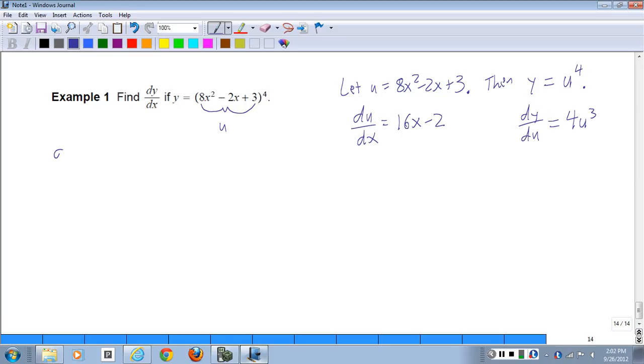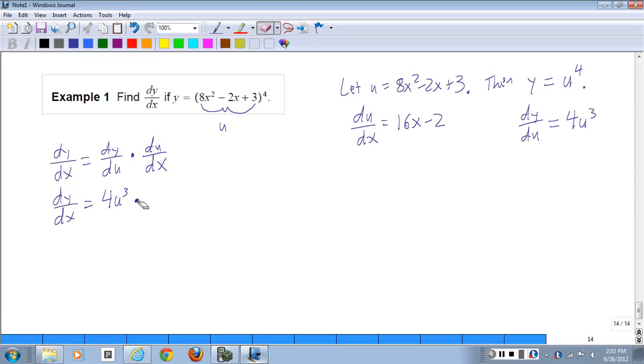So we write the formula. dy/dx equals dy/du times du/dx, and then we multiply. dy/dx equals 4u cubed times the quantity 16x minus 2. I guess I don't need the dot there if I'm going to use parentheses. 16x minus 2.